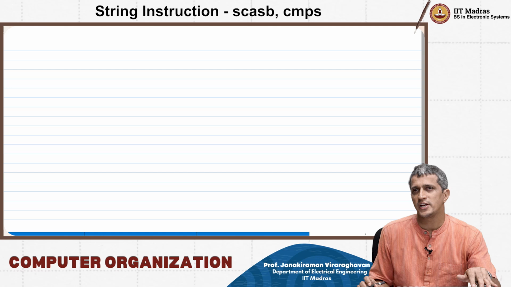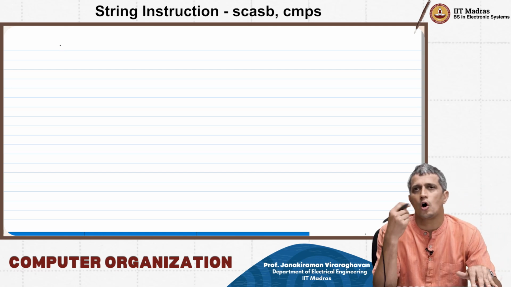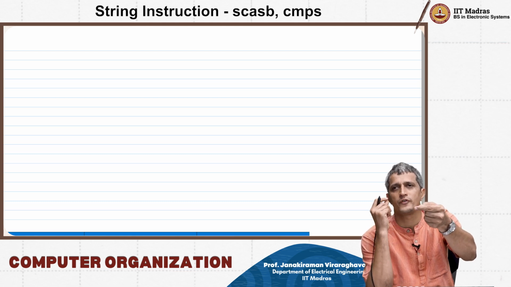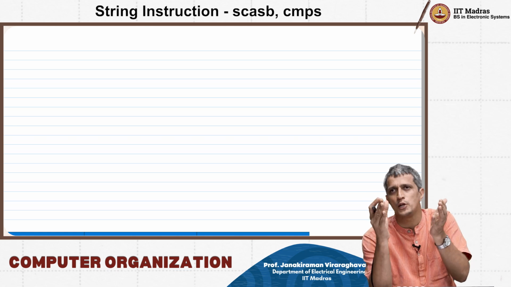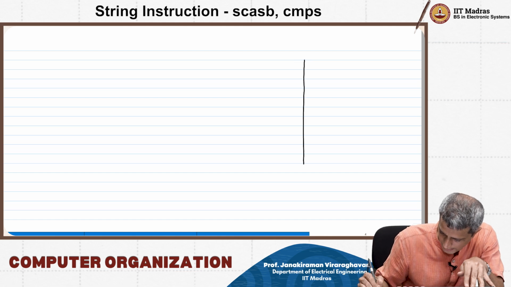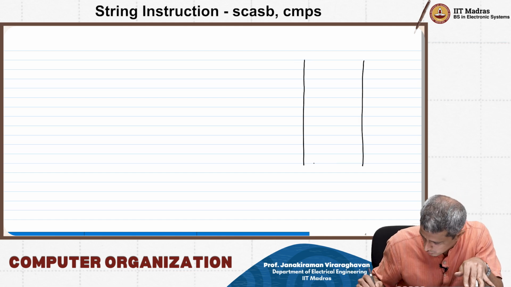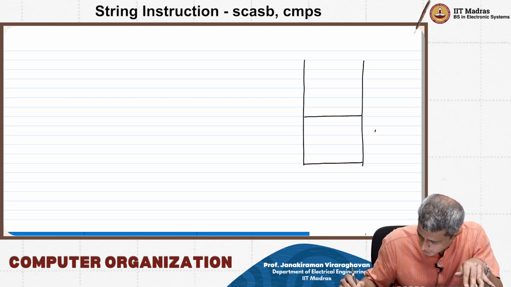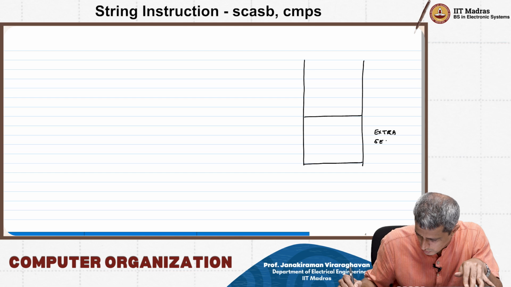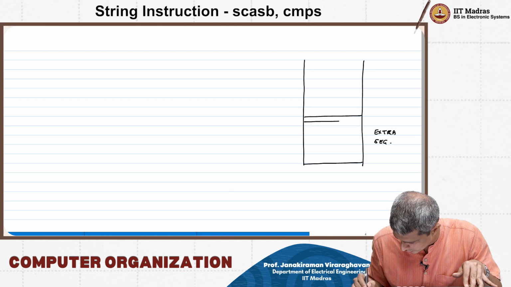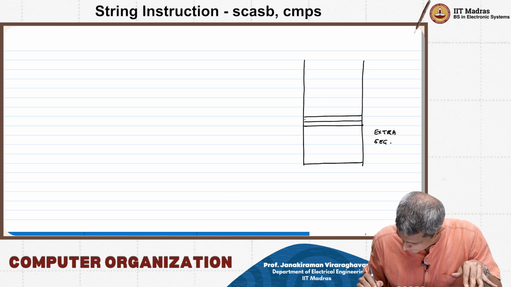So another very interesting string instruction is basically the operation where you want to search for a particular occurrence of a certain hexadecimal value in an array. Okay. So let us say that, for example, I have an array like this. And this is my extra segment, right? And let us say that, of course, each of these could be a byte of information.